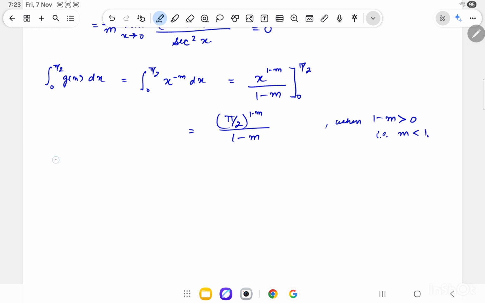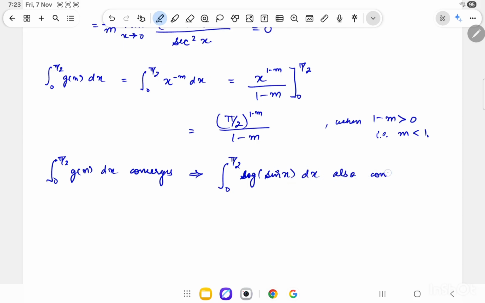So from here we can say that integration from 0 to pi by 2 g(x) dx converges. And by the limit comparison test, we can say that integration from 0 to pi by 2 log of sin x dx also converges. So this basically completes the convergence part.